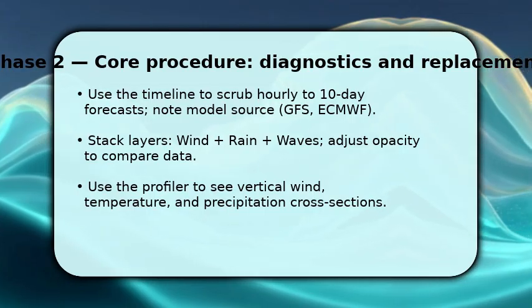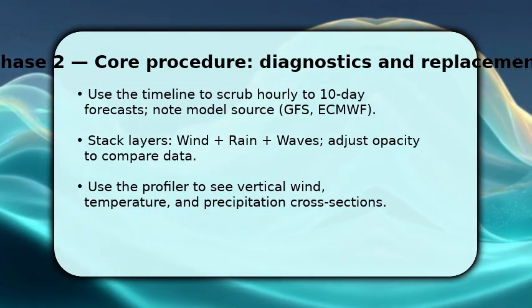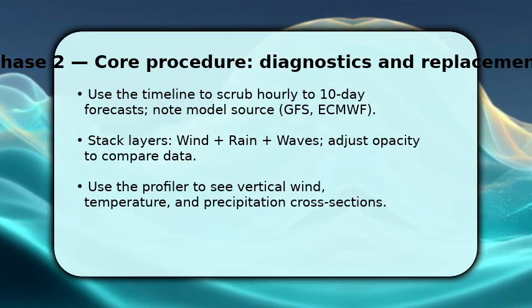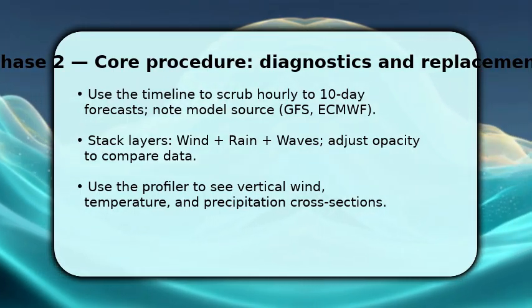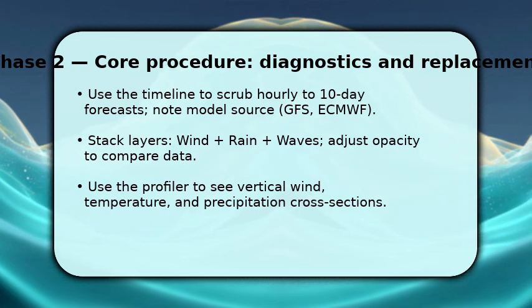Make sure to open the profiler to inspect vertical wind and temperature cross-sections because surface maps miss altitude structure. If you need precision, switch model runs and compare two models side by side for confidence.